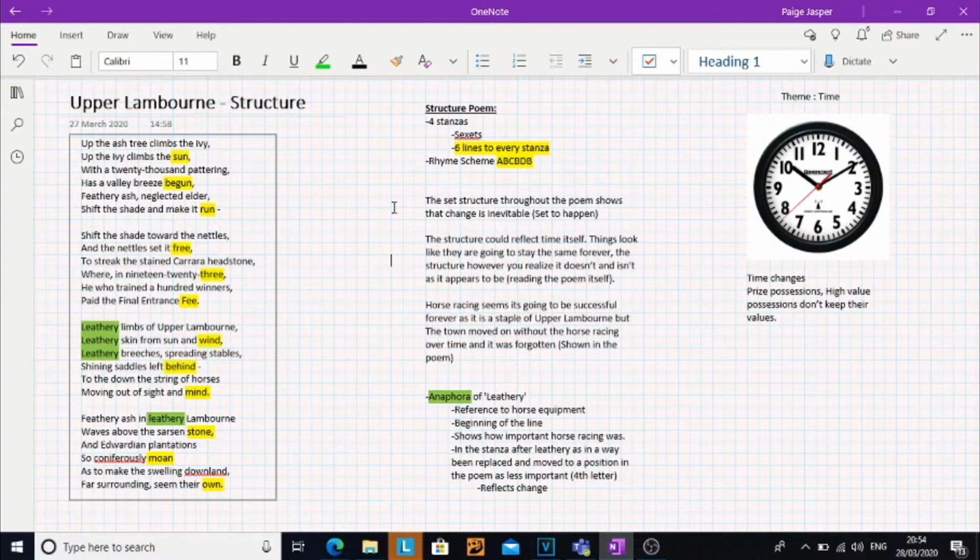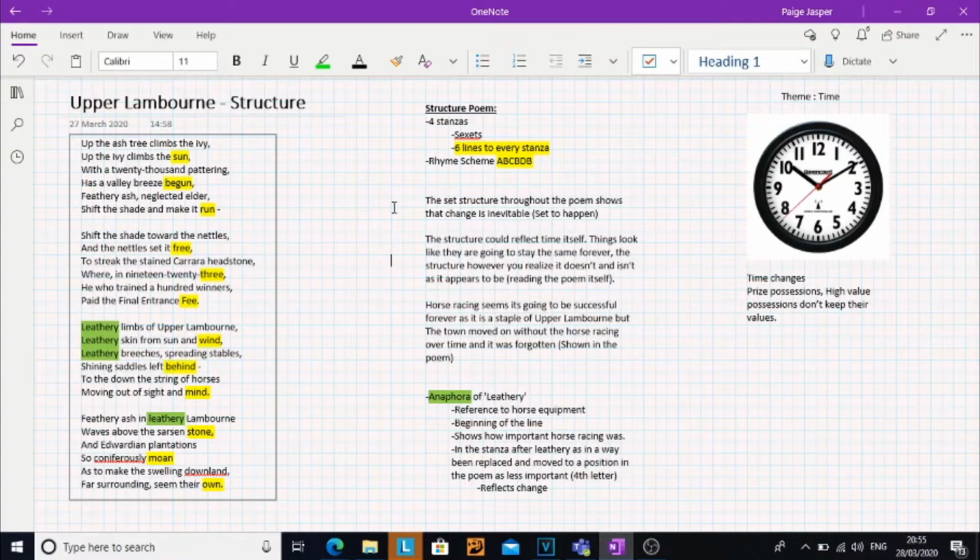If you look at Upper Lambourne itself, it is a place where horse racing used to take place. And this poem uses horse racing as a way to show how time has changed. Horse racing seems like it's going to be successful forever in Upper Lambourne, as shown by some of the language which we're going to look at later. But the town moved on without the horse racing over time and it was forgotten, also shown in the poem, which we will look at later.